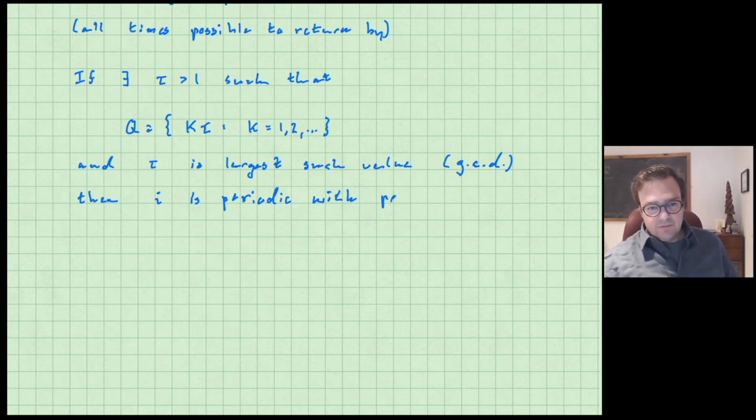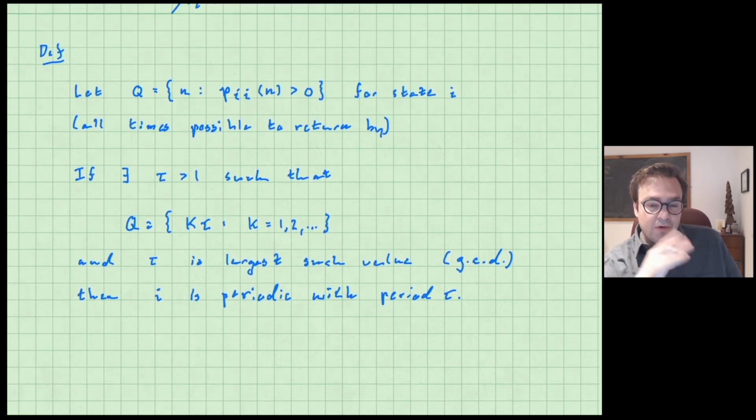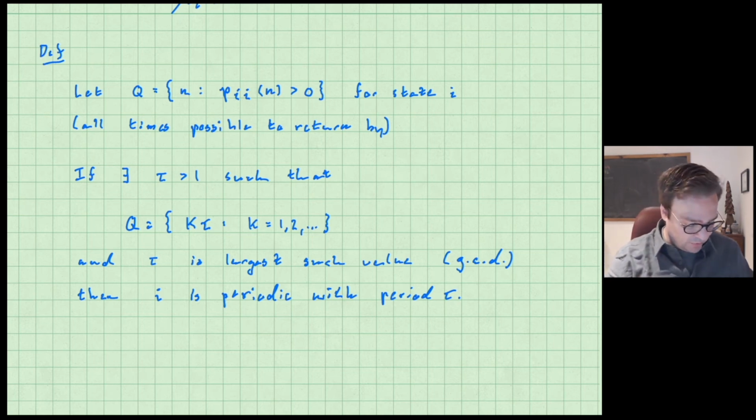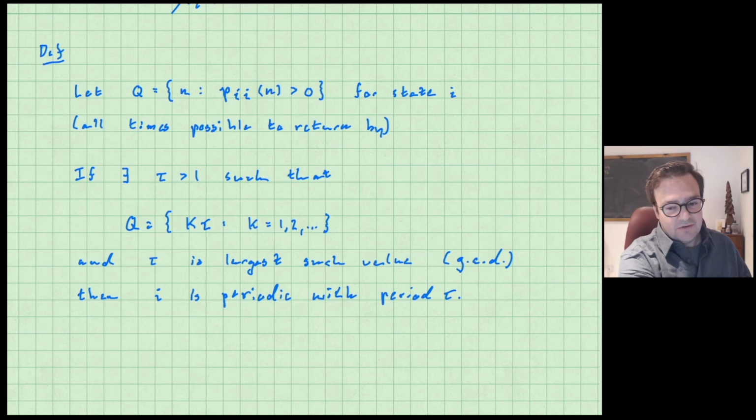This is a bit of a long definition, so let's think about what it means. Q is the set of all the numbers of steps that it's possible to take before you return to the state that you started from. This all refers to one particular state. If all those numbers of steps are multiples of a particular value, and sometimes there's more than one such value, then the largest of those is called the period, and the state is called periodic. We'll do some examples to make this clear. If there's not such a value, we say the state is aperiodic.